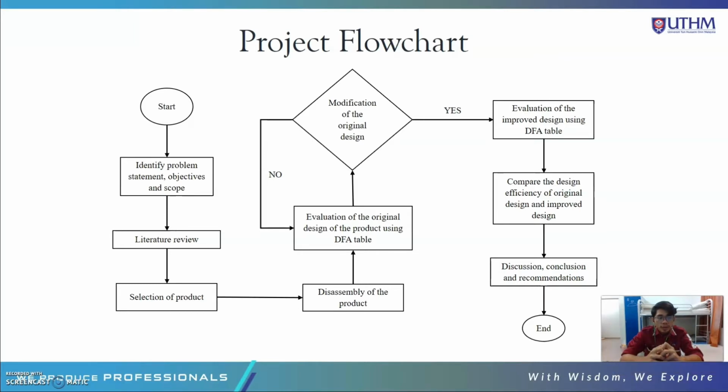First, start, and then we identify the problem statement, objective, and the scope. After that, literature review, and then we go to the selection of product, then the assembly of the product. After that, evaluation of the original design of the product using the DFA table, and then modification of the original design. If we succeed, we go to the next process. If not, we go back to the evaluation of the original design, and then evaluation of the improved design using the DFA table. Then compare the design efficiency of the original design and improved design. And the last one is discussion, conclusion, and recommendation.